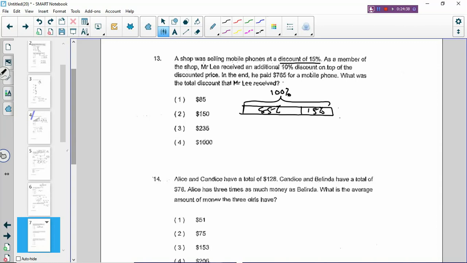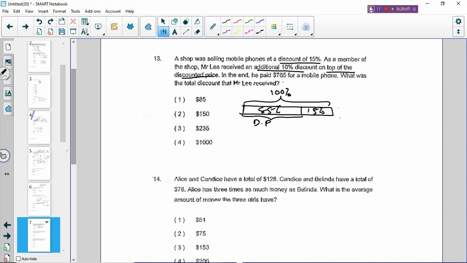Now, as a member of the shop, Mr. Lee received an additional 10% on top of the discounted price. So where is the discounted price? Now this is the discounted price. So you cannot take 85% and then minus 10%, because percentage is very special. You have to always start with 100% again. So your 85% will become 100.